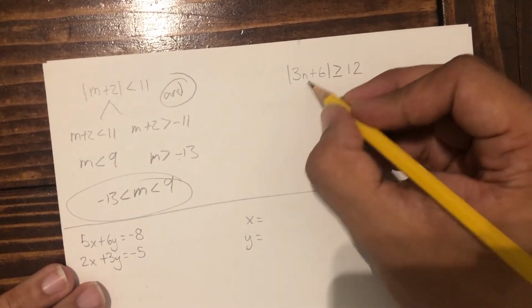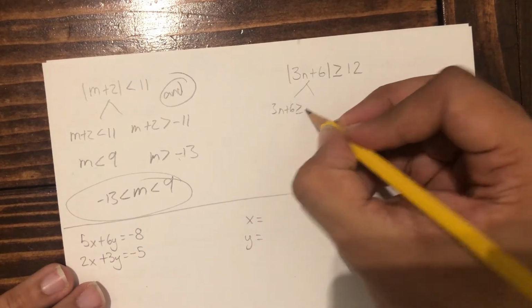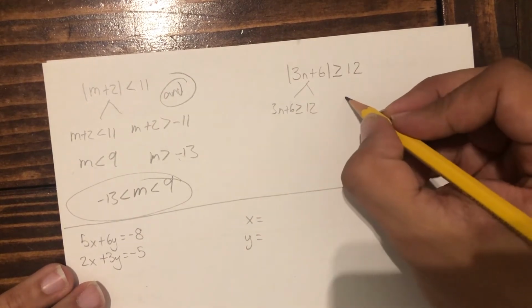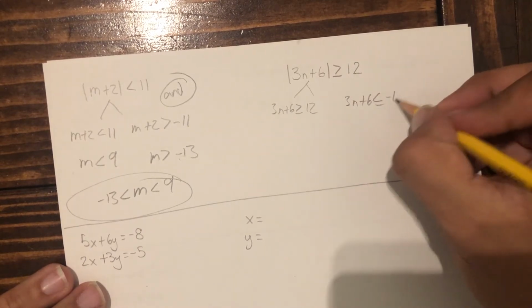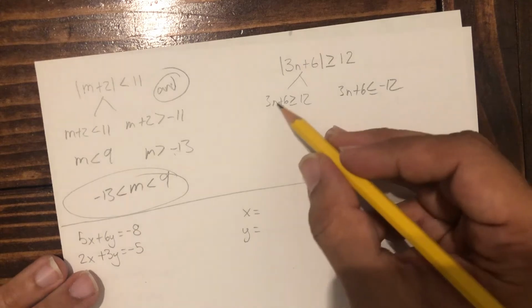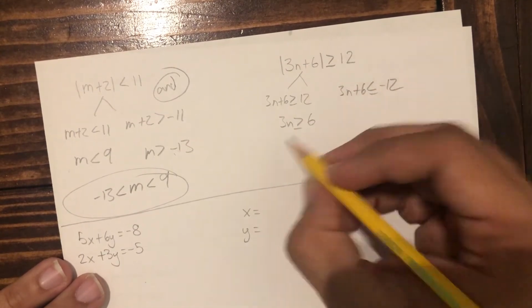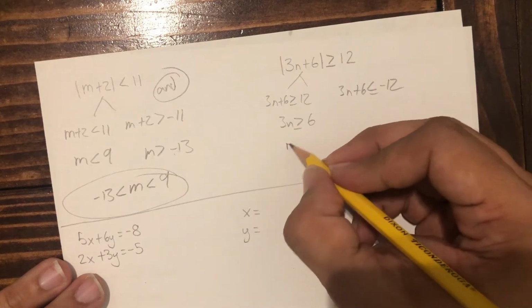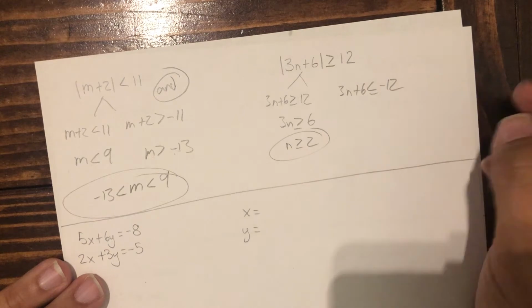So this is going to split into 3n plus 6 is greater than or equal to 12, and 3n plus 6 is less than or equal to -12. So we're going to subtract by 12. 3n is greater than or equal to 6. Divide by 3. N is greater than or equal to 2. Okay, so that's one of them.